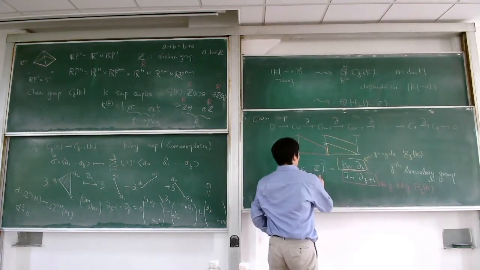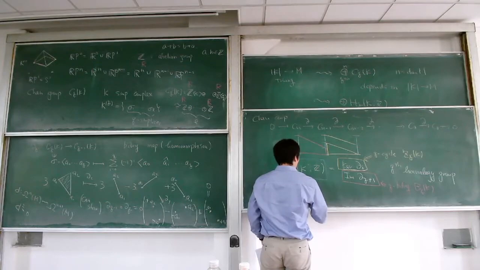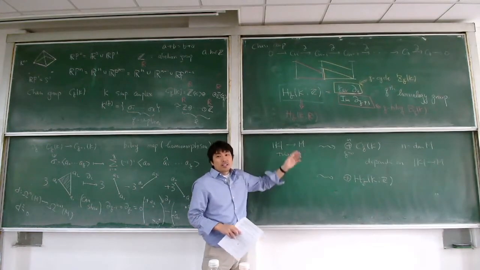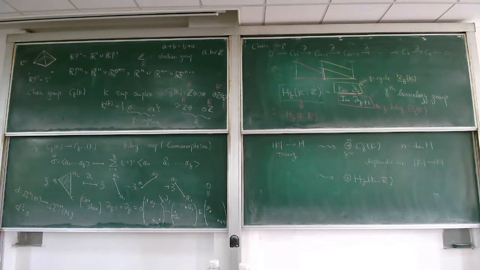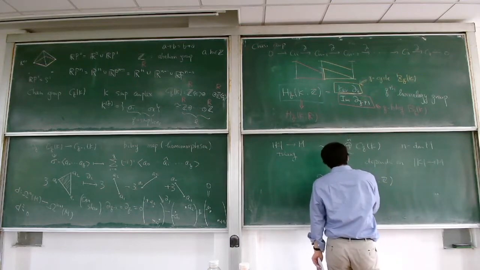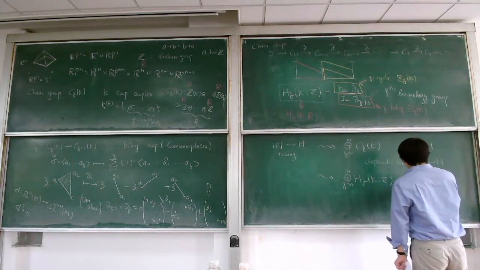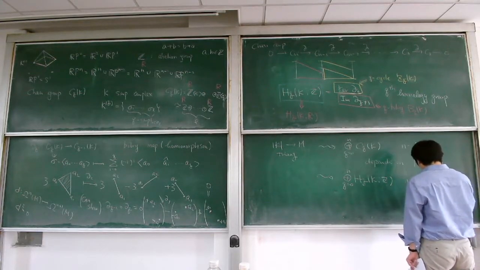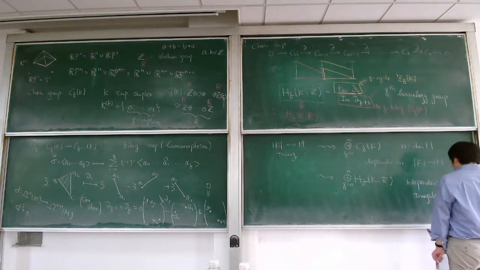Then you can do the same operation, but now this will be replaced by H_q(K, R), with R coefficients. And there is a huge difference between the homology group with coefficient R and with coefficient Z. So this is the homology group for q from 0 to n, and we will prove that this is independent of the triangulation.